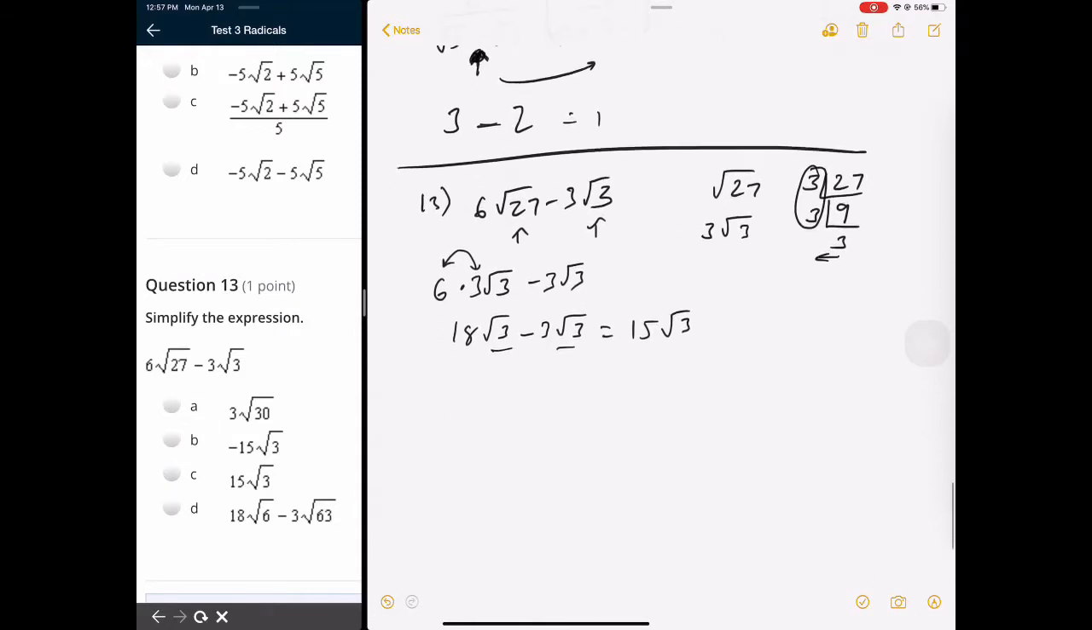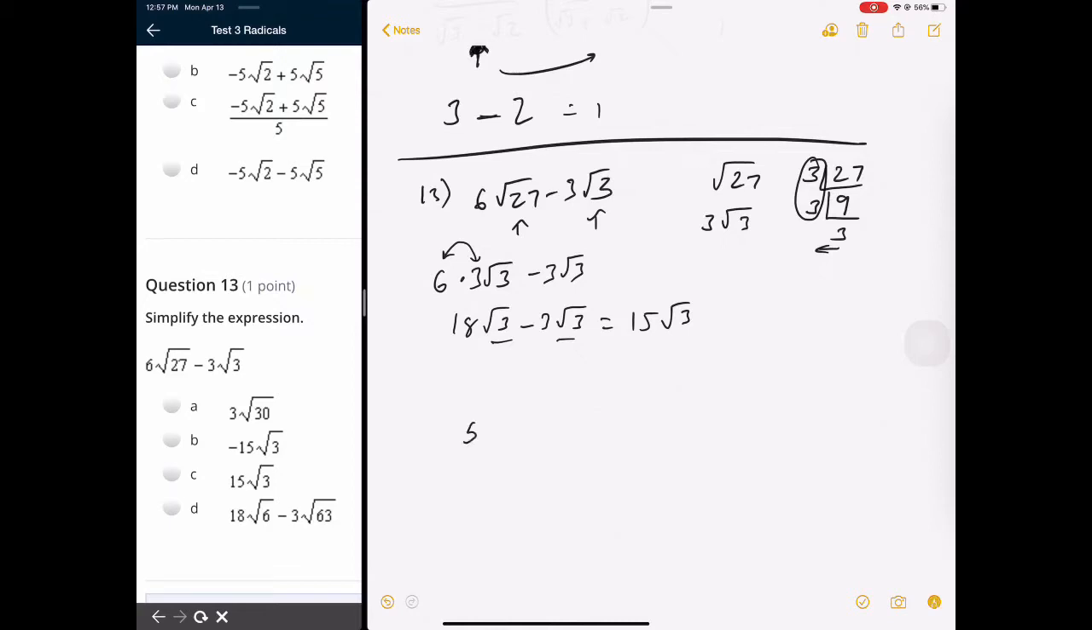Okay. Let's do another similar question to this. 5 square root of 8 minus 4 square root of 2. Hey, do these square roots match? But can I break up square root of 8?